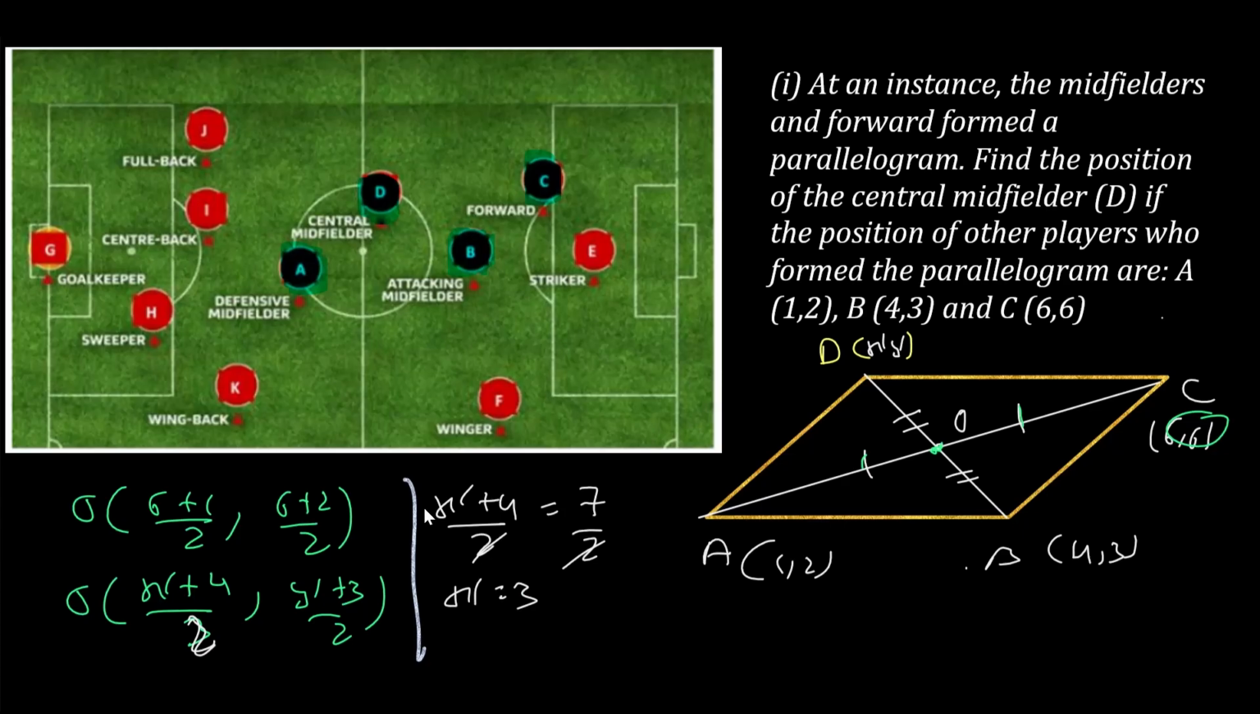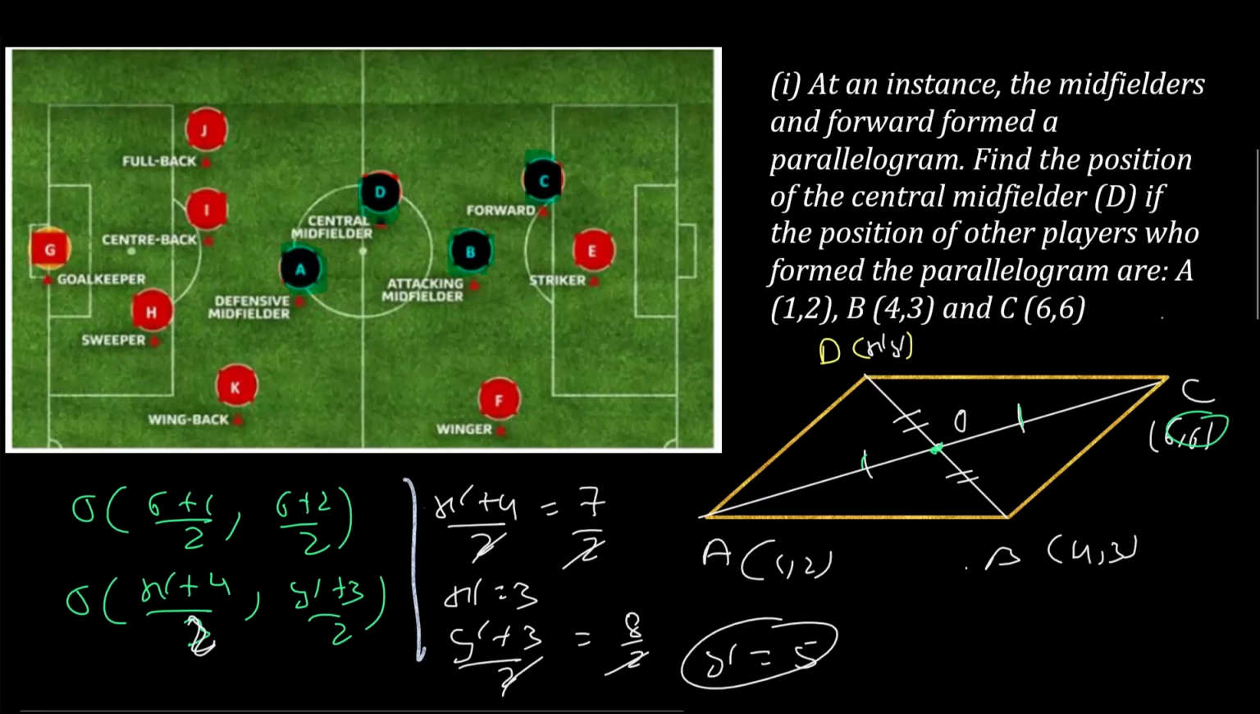Now check for the y coordinate. Similarly, y dash plus 3 over 2 is equal to 6 plus 2, which is 8, over 2. This gets cancelled and we get y dash as 5. Now you may write down the answer over here. That is the required answer for the coordinate D. This is what we have to get, and what we got is 3 comma 5. 3 comma 5 is the answer for this part. I'll type the second part.